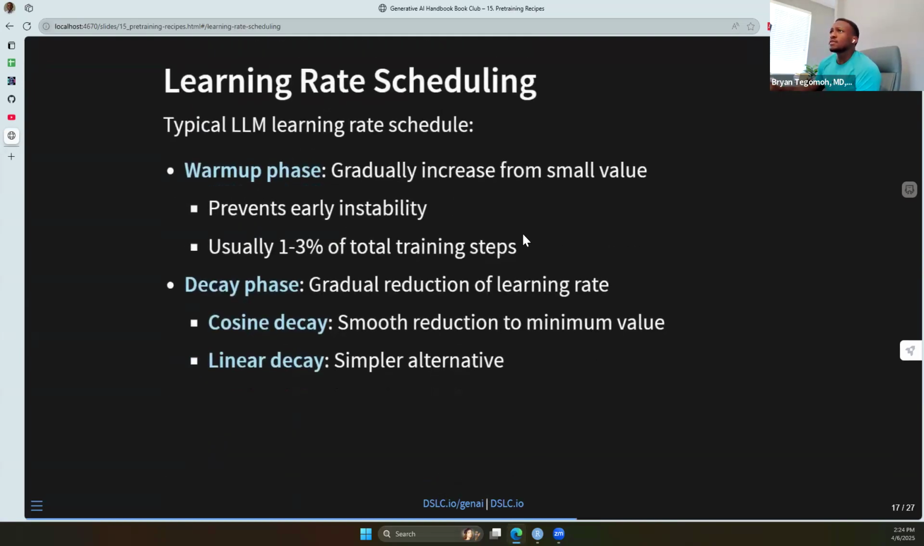Then we have different learning rate scheduling. A typical LLM learning rate schedule has a warm-up phase and a decay phase. Proper scheduling ensures stability. Typically, a warm-up phase prevents initial instability, followed by a cosine or linear decay phase for fine-tuning learning in general.